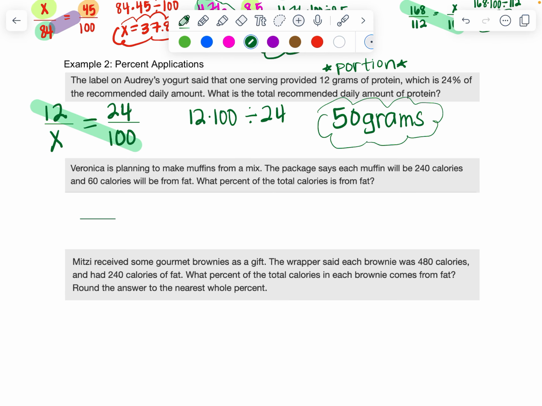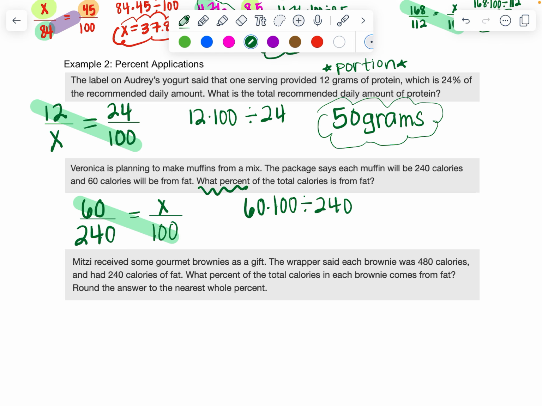Before we start, we'll make our two fractions, 100 at the bottom of the second fraction. Veronica is planning to make muffins from a mix. The package says each muffin will be 240 calories. That's 240 total calories, so it goes on the bottom of our first fraction. The portion from fat is 60 calories, so that goes on the top of our first fraction. What percent? That means I don't know the percent, so we'll put an X there. Again, multiply diagonally the two numbers that I know. 60 times 100, and then divide by the third number, divided by 240, and that will end up giving me 25%.